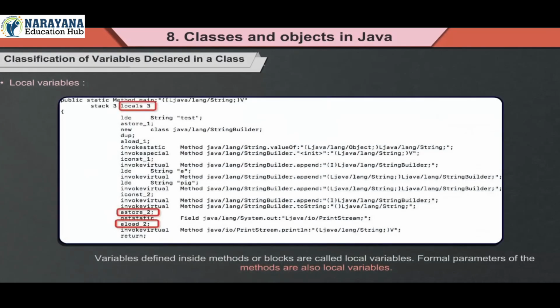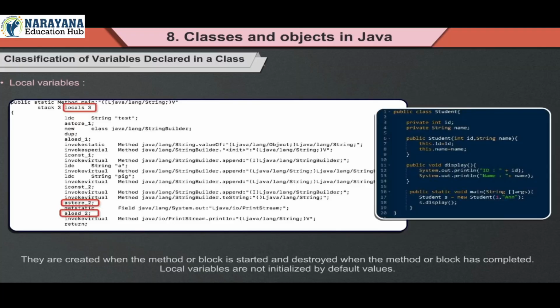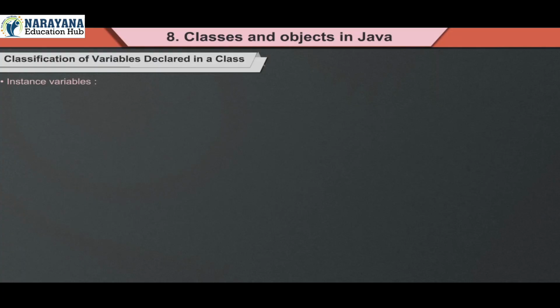Classification of variables declared in a class. Local variables: variables defined inside methods or blocks are called local variables. Formal parameters of the methods are also local variables. They are created when the method or block is started and destroyed when the method or block has completed. Local variables are not initialized by default values. Instance variables.